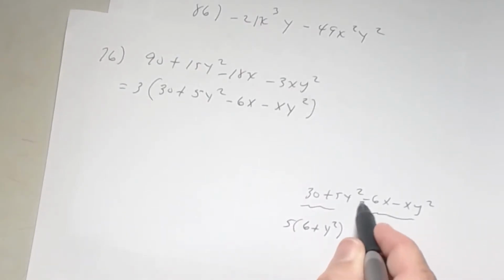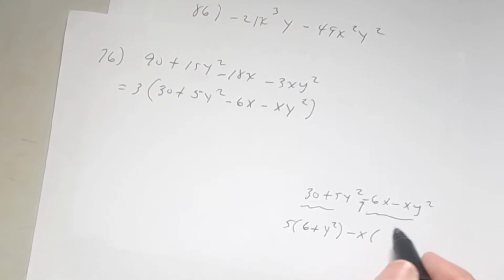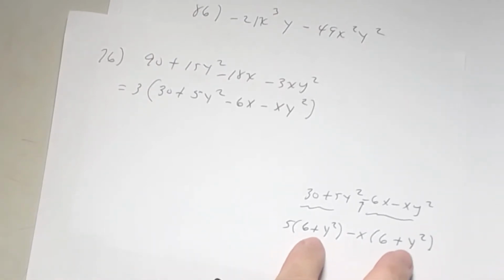Remember the sign. Minus. A negative x. They have x in both of them. The first time I screwed that up. So negative x times what? 6 plus y squared. And if you're doing this correctly, both of these better be the same.